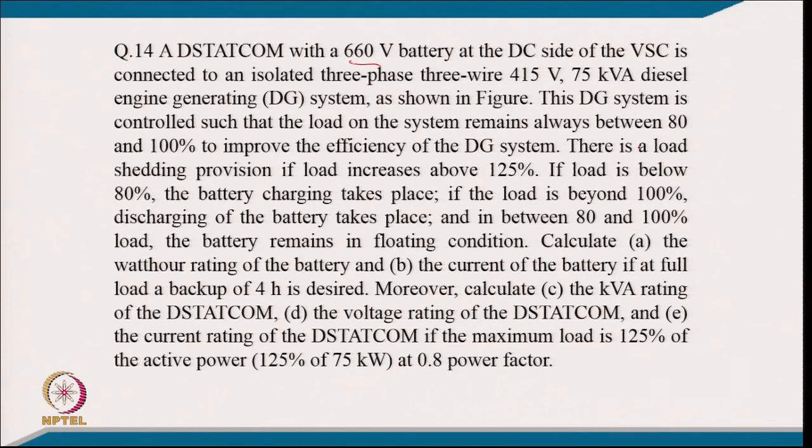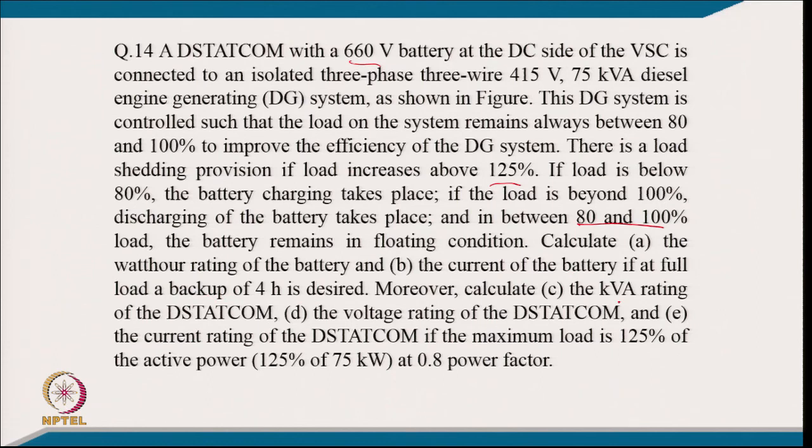the diesel generator system, and there is a load shedding provision if the load increases above 125%. If the load is below 80%, battery charging takes place, and if the load is beyond 100%, discharging of the battery takes place, and between 80 to 100% of the load, the battery remains in floating condition. Calculate the ampere-hour rating of the battery and the current rating of the battery and the load on backup, whatever is desired.